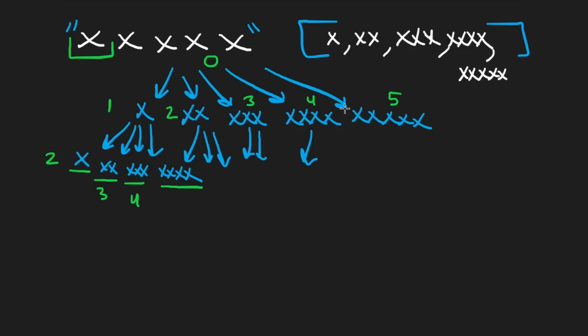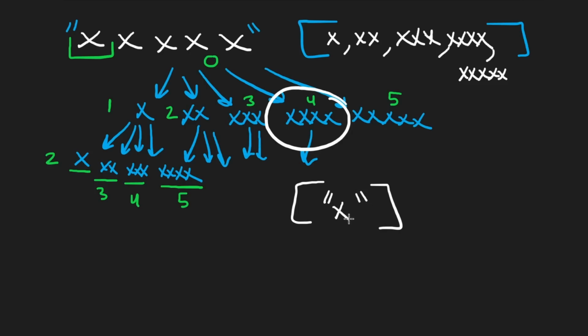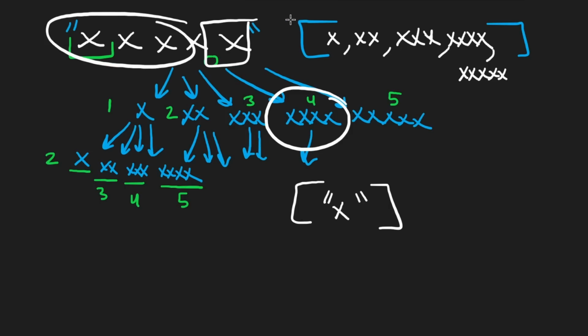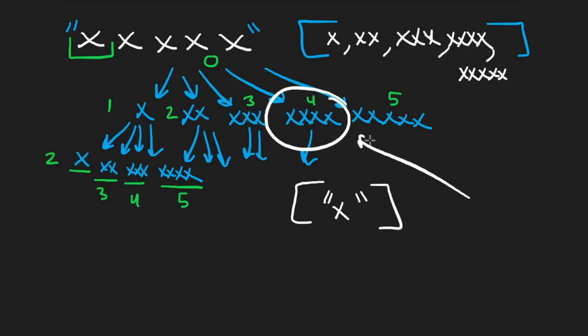Okay, from here, what I'm going to do is end up returning, you can probably guess, an array with just one string. It's just going to have a single x, because if we used 4 of the x's and we just have 1 x remaining, what are all the sentences that we can form? Just a single x. So from here, we're going to add the 4 x's with that single x, and we're going to get a sentence that looks like this: 4 x's, a space, and then 1 x.